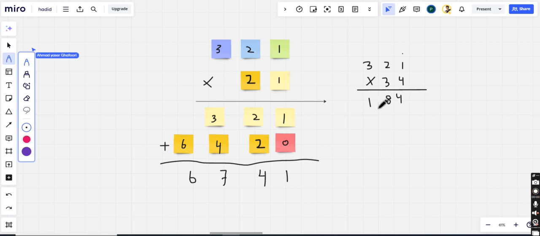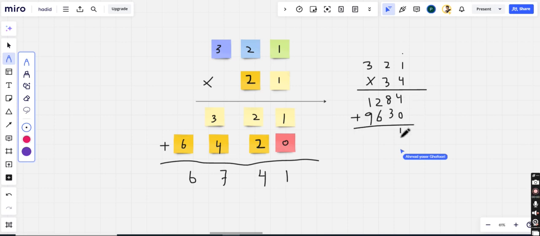Good, and we write 0 here at the start of second digit multiplication. 3 times 1 is 3. Good. 3 times 2 is 6. Good. 3 times 3 we get 9. Good. Now we add these.